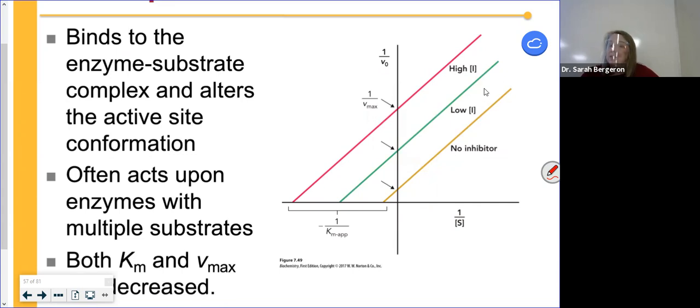So does this substrate kind of get stuck in the enzyme or not really? It can. Yeah. Not always, but it can.